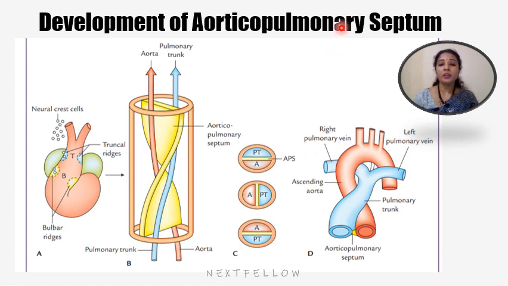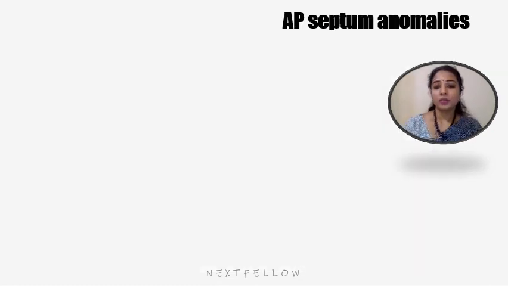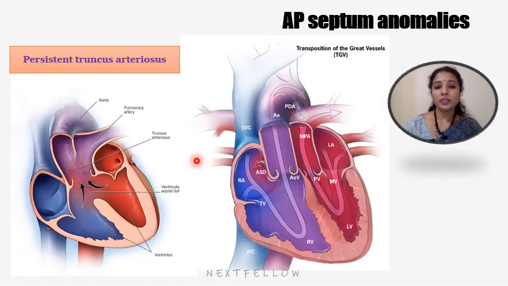And in the middle, the spiral septum is in a sagittal plane, so the aorta is towards the right and the pulmonary trunk is towards the left. And in the upper part, the septum is again in the coronal plane, but here the aorta lies anteriorly and the pulmonary trunk posteriorly. So this completes the development of the aorticopulmonary septum. So this completes the development of the heart. Thank you.